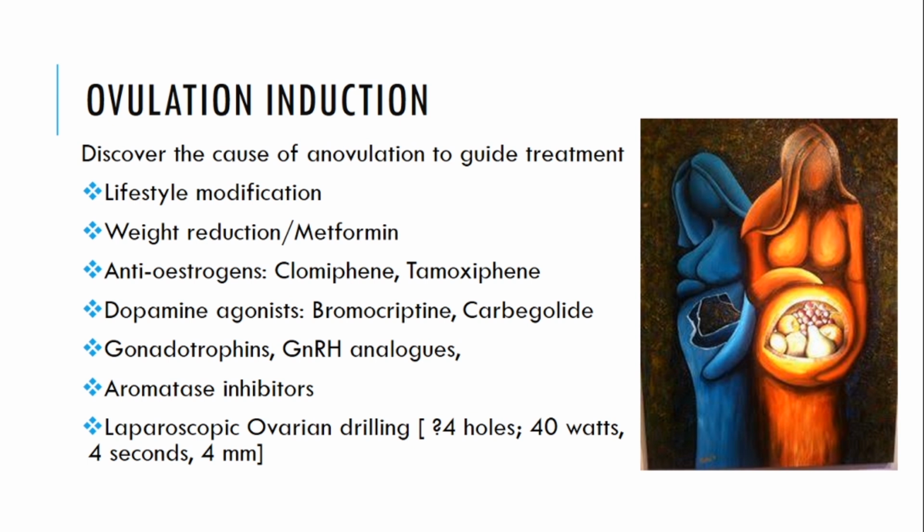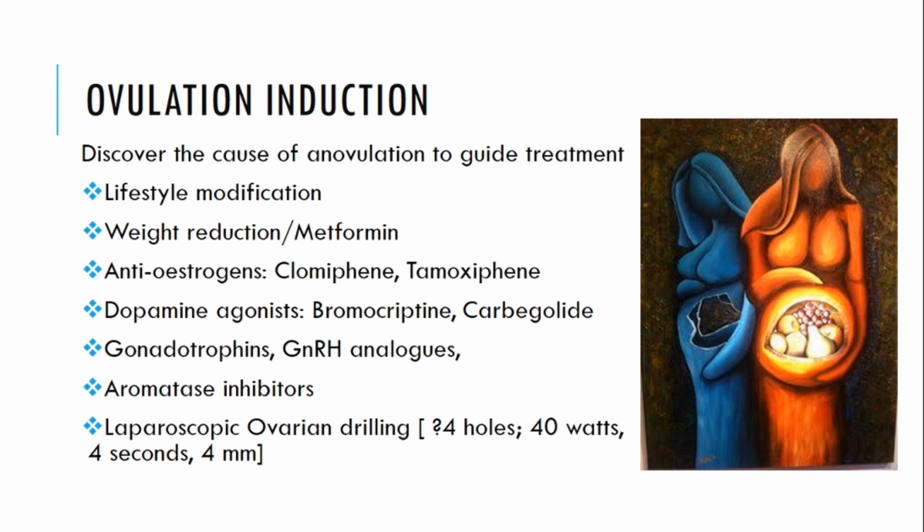For dopamine agonists, bromocriptine can be used, and cabergoline. Sometimes bromocriptine can have a lot of side effects, but when the side effects are becoming overwhelming, one can switch to cabergoline. But you must know that cabergoline is more expensive than bromocriptine. Gonadotropins can be used, and gonadotropin analogs, aromatase inhibitors. Then laparoscopic drilling is also another well-documented intervention that can be used to actually encourage ovulation induction.